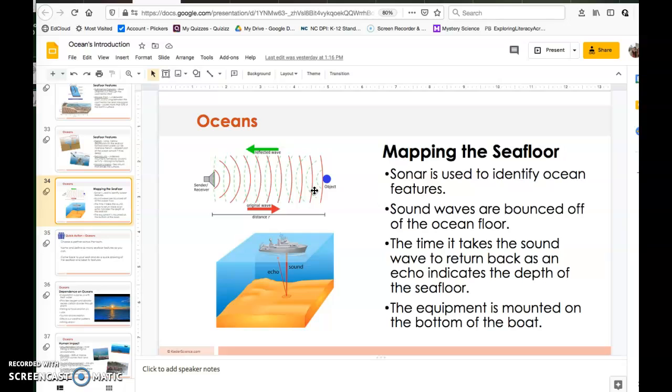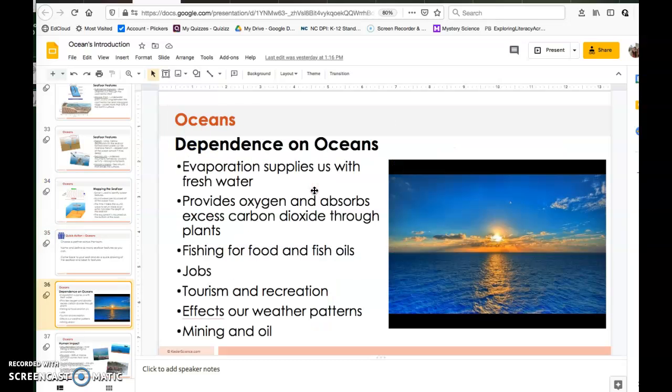This equipment is mounted to the bottom of the boat, so somebody has a whole job like this. They sit out and they map the seafloor, and it's really cool. That's how we know what we know about the seafloor, because it's too deep, we can't go down and see it. All right.